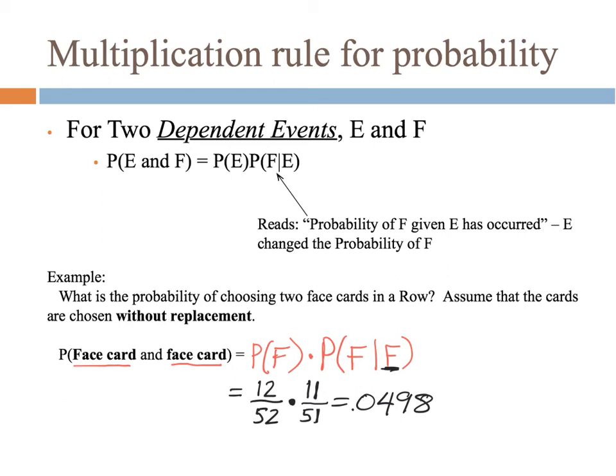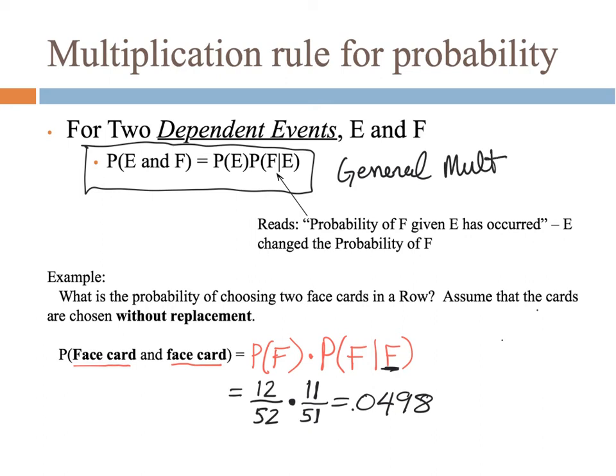So, pretty interesting there. Now, this is what we call the general multiplication rule, because we can use this in any case, whether they're independent or dependent. The reason is, if they are independent, the fact that E has occurred doesn't change the probability for F, because they're independent. And so we can use this rule every time. And in fact, it's good to think of this because it makes us think about, hey, has the probability changed? And if so, how has it changed?